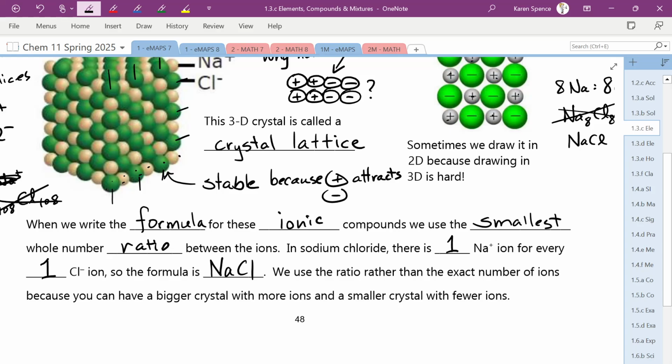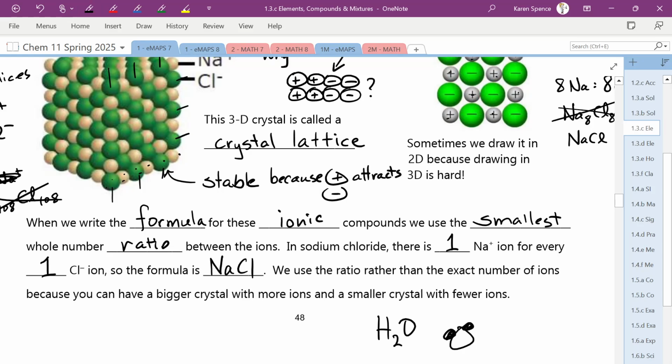That's different from H2O. Can you ever have a different number of hydrogens in water? No, it's always H2. It's not going to be like H4O2. It just isn't. Water is always a little Mickey Mouse, right? It's never like double Mickey Mouse. Okay?